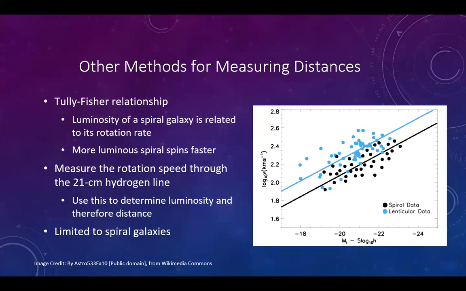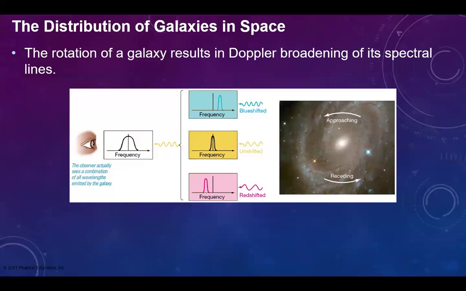So the luminosity of a spiral galaxy is related to its rotation rate. A more luminous spiral spins faster. Lenticular galaxies have a similar relation, but with a slightly different luminosity. You can measure the rotation speed through the 21 centimeter hydrogen line and use this to determine luminosity and therefore distance. This is limited to spiral and lenticular galaxies. And the error bars are kind of biggish, as you can see here.